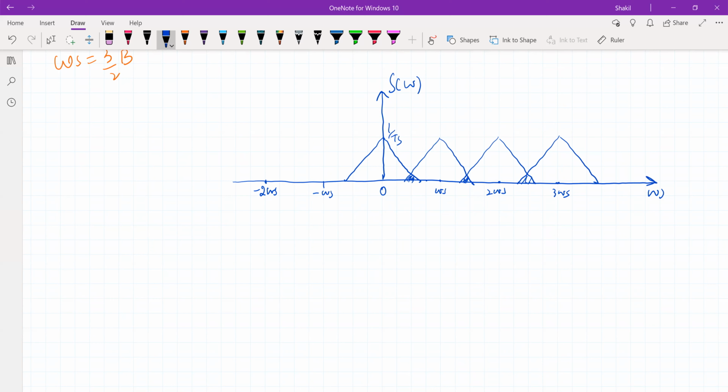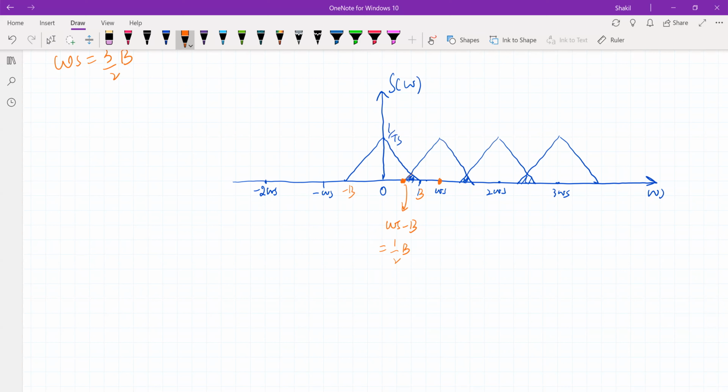So in this third case, the spectra will touch each other. If this is B, the same span, this is minus B. So if this is omega s, how much is this? This is omega s minus B. If omega s is simply 3 by 2, this should be exactly at half, so this will be 1 by 2B. This is half of B. In the same way you can calculate the other values.